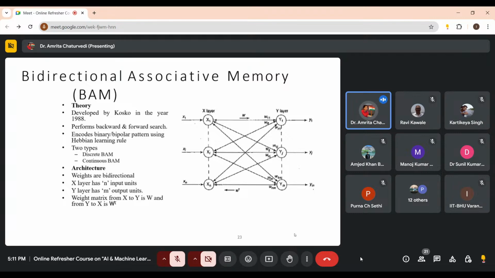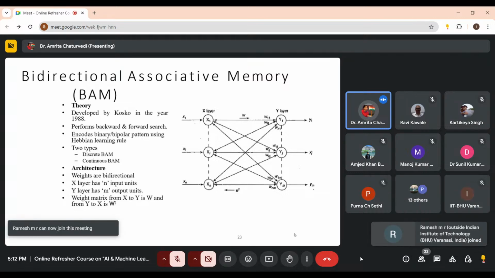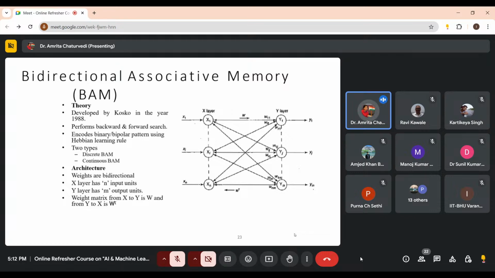bidirectional associative memory network. So this was developed by Kosko in the year 1988, and it performs both backward and forward search. It encodes binary and bipolar pattern using the Hebbian learning rule. So they are of two types, discrete BAM and continuous BAM. The weight matrix from X to Y is denoted as capital W, and the weight matrix from Y to X is denoted as W transpose, because the values will remain the same. So we just take the transpose of that matrix.